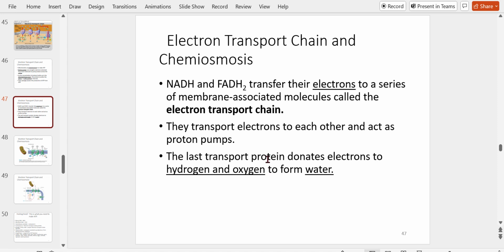They transport electrons to each other and act as proton pumps. The last transport protein donates electrons to hydrogen and oxygen, ultimately forming water, as we just spoke about.